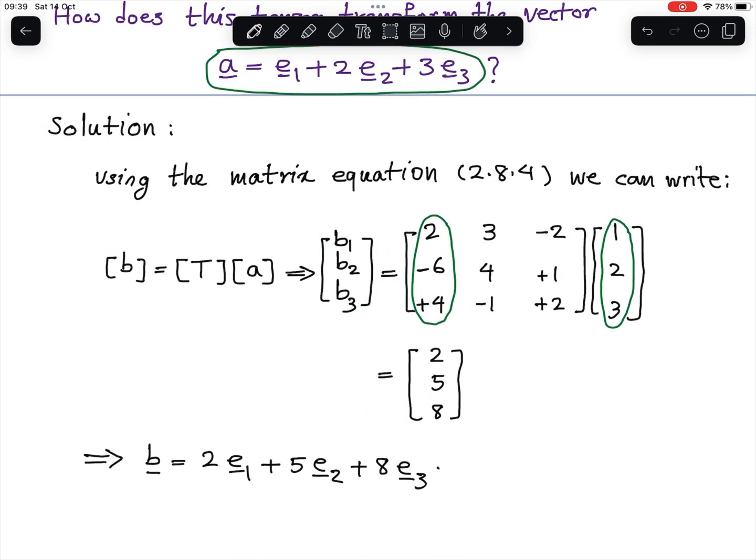In the next session, I will teach you the sum of tensors and the product of two tensors.